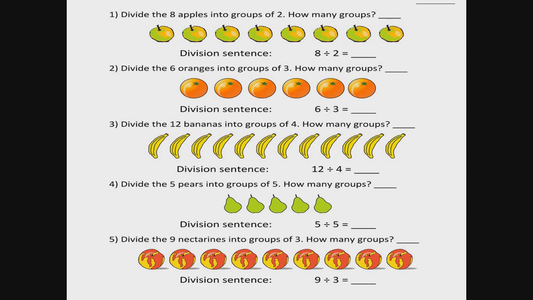Divide the 8 apples into groups of 2. How many groups? Here are 8 apples and you have to divide them into groups of 2. You can take the help of a table also. 2 ones are 2, 2 twos are 4, 2 threes are 6 and 2 fours are 8. So the answer will be 4.